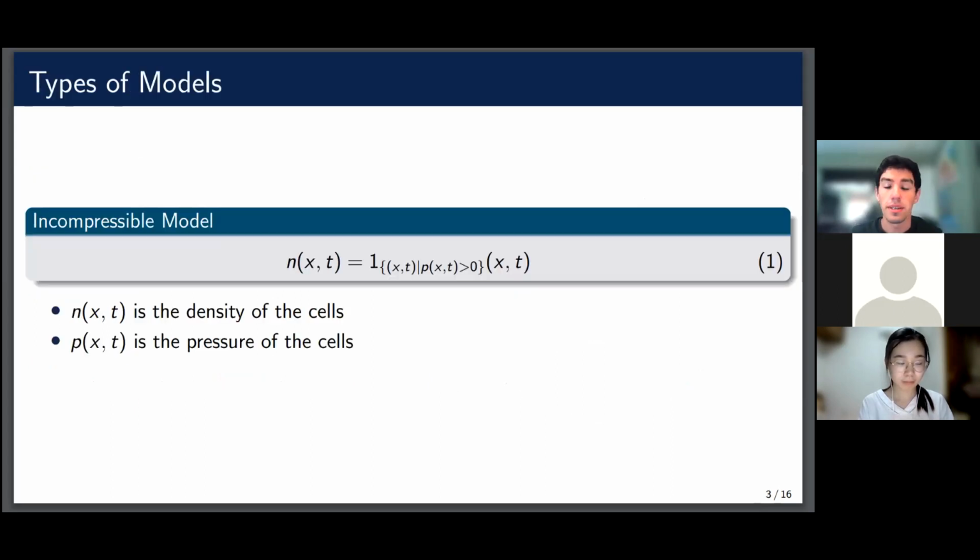Next, we'll talk about the different types of models. For our type of model, we are using an incompressible type, which gives us a relationship between the density of the cells, here called N, and the pressure of the cells, here called P. The relationship between the two is called the constitutive law for the model. For an incompressible type, all we have is that the density of the cells is 1 anywhere the pressure is greater than 0, and is 0 anywhere the pressure is 0 or negative.